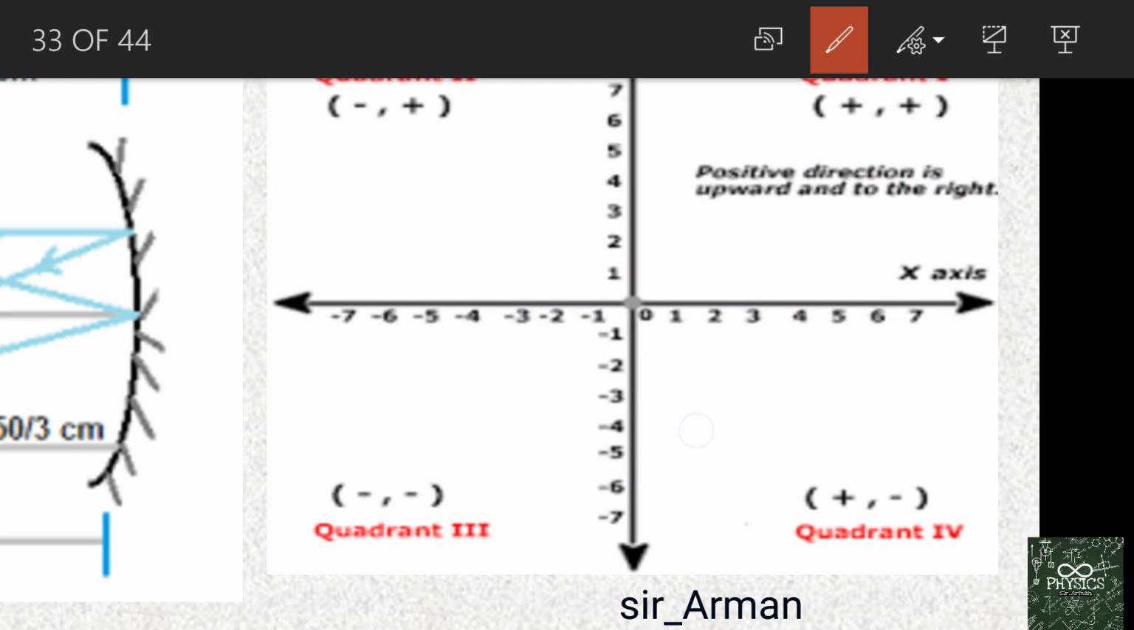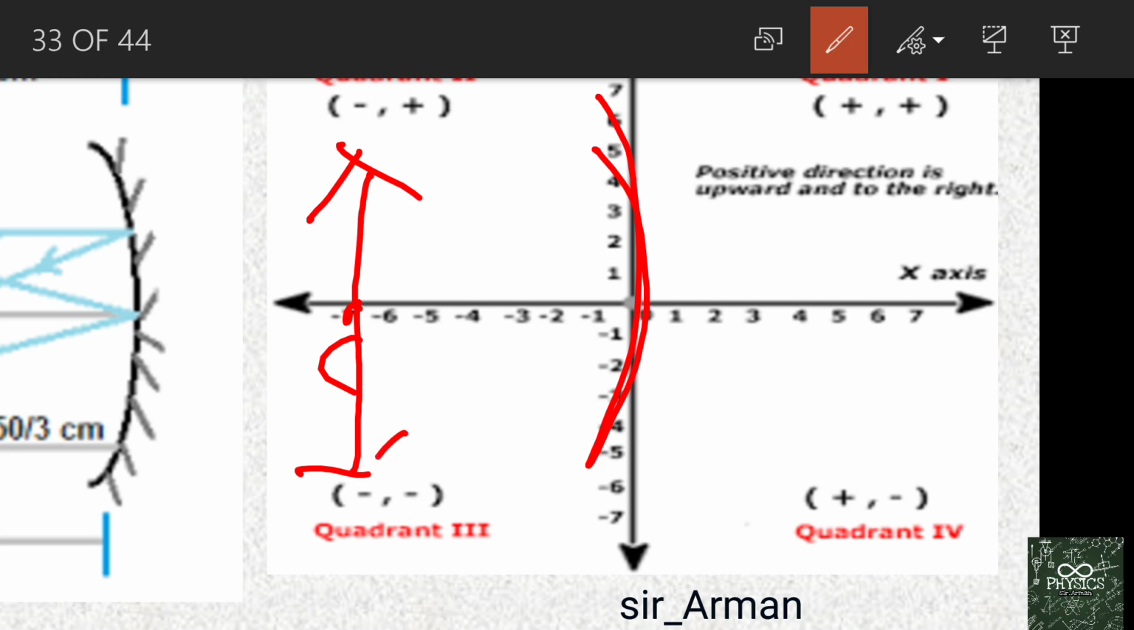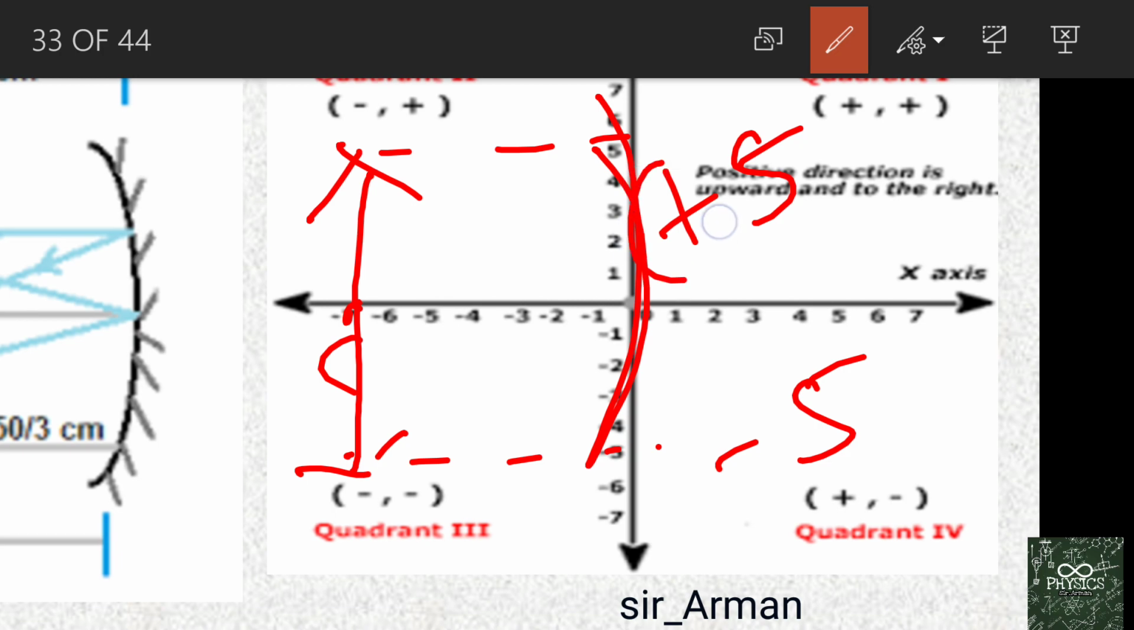But suppose I have used a concave mirror, and again I am placing the object at the origin, at the center of curvature, and I get the image like this, because when we place the object at the center of curvature, we get the image at the center of curvature, but it is inverted. So in this case the object height is +5, and the image height is also 5, but it is -5. So one is plus, another is minus, so we can clearly identify that the image is in the negative y direction, and negative y direction means it is an inverted image.